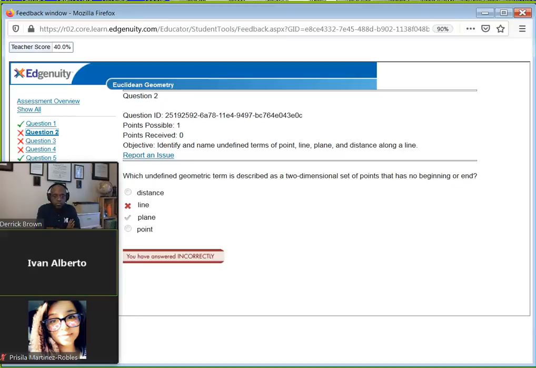What does it mean by undefined? All right. When I read that question, I said, I'm not sure what they mean by undefined geometric term because why would you have an undefined one? So I ignored that word and read the rest of the question. And I said, okay, a two-dimensional set of points with no beginning or end, that's a plane. That's how I worked that one in my head. Undefined made no sense to me there, so I ignored it.